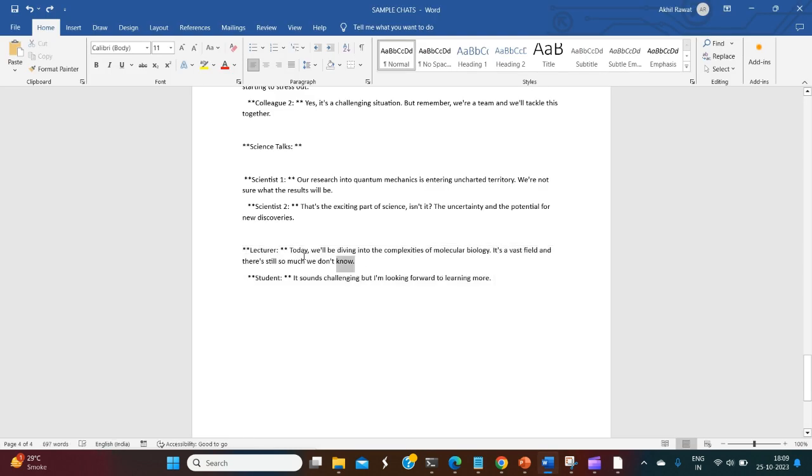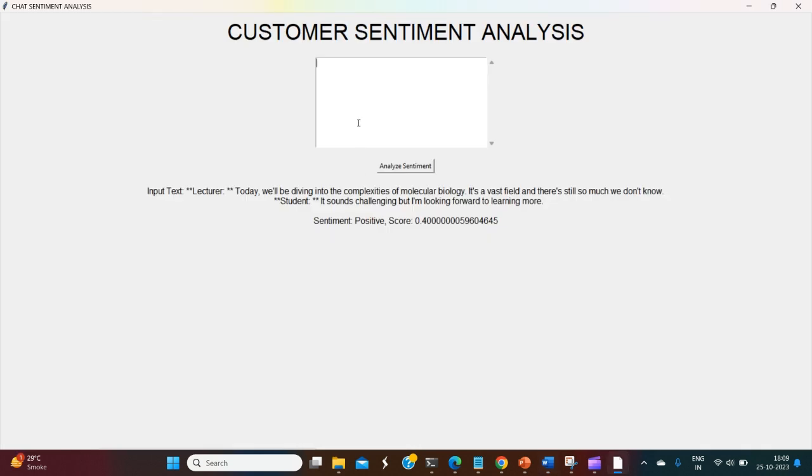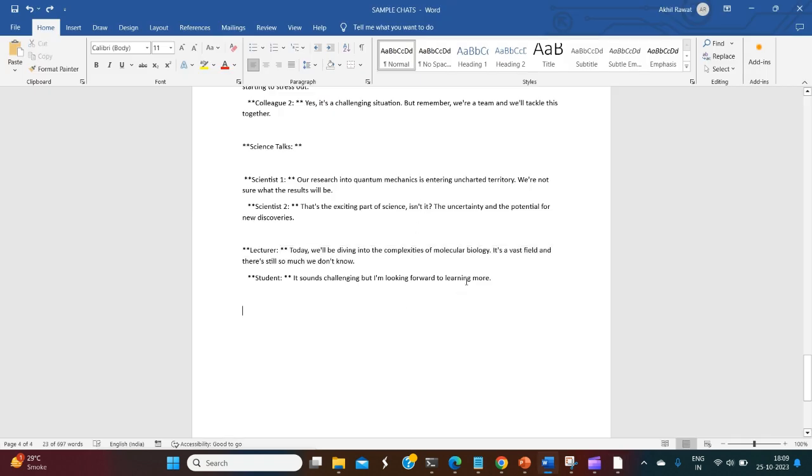Let's break down into two phrases now. This one, what does it say about this one? No. Sorry, I was wrong. It has a score of 0.20 and positive. We will be diving into the complexities of molecular biology. It is a vast field, and there is still so much we don't know. I thought it was neutral, but no. As per Google training data, it is positive and scoring 0.20. And what about this one?